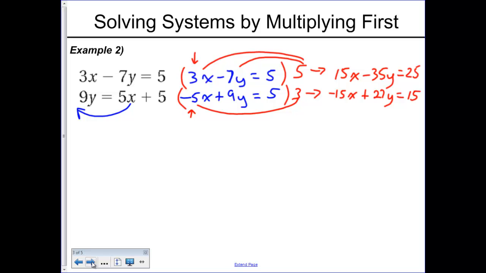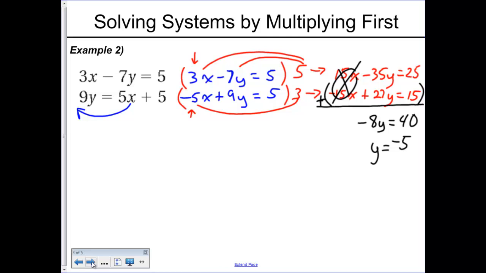Now that I have my x's with a common coefficient, how do I get a positive and negative to cancel out? I'm going to add. So 15 plus a negative 15 gives me 0, so this cancels out. And then a negative 35 plus a positive 27 ends up giving me a negative 8y. And 25 plus 15 ends up giving me 40. Divide both sides by negative 8. And y ends up equaling a negative 5.